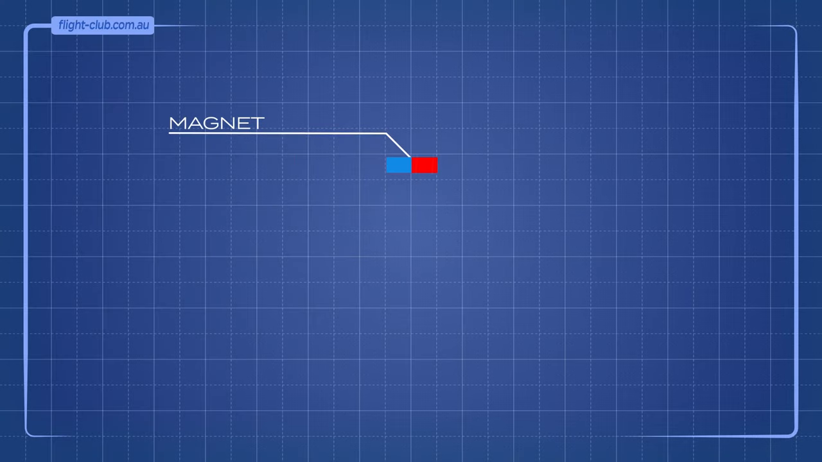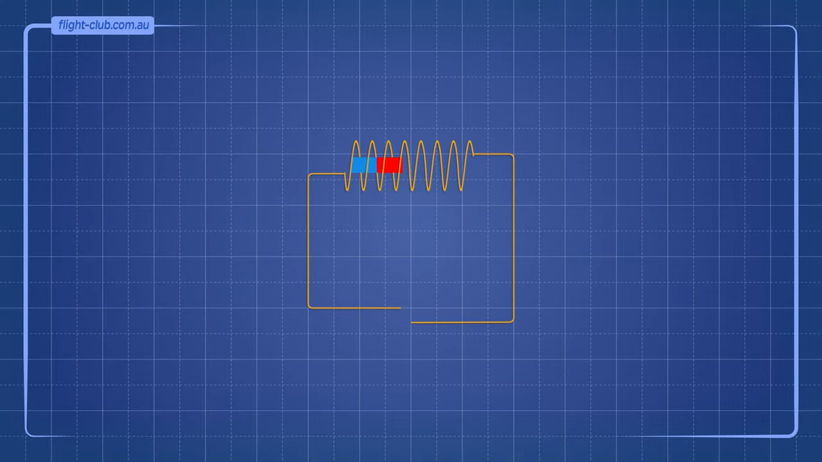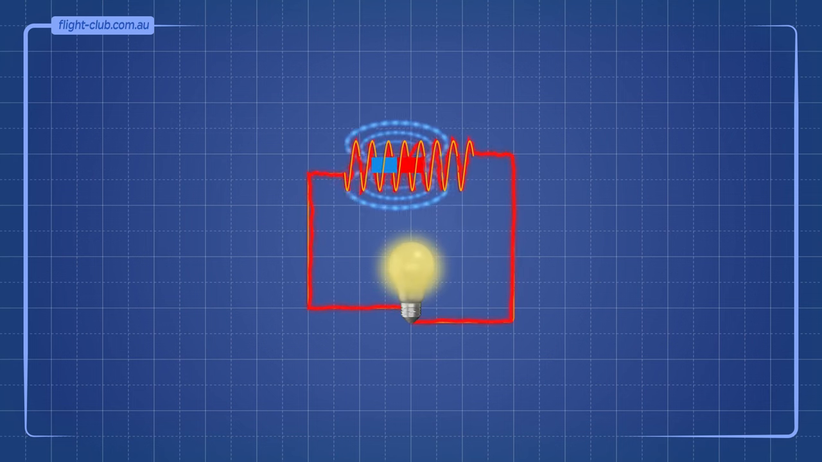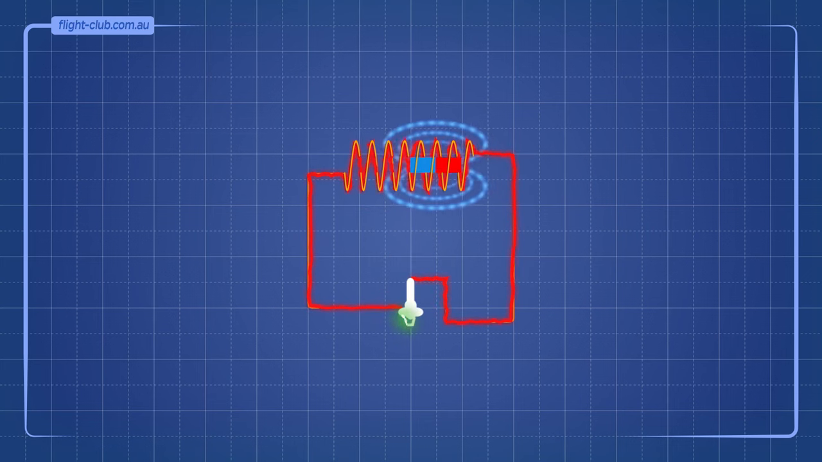Electrical current is generated when a magnet moves through a coil of copper wire. The magnetic field of the magnet generates an electrical current in the coil. This electrical current makes a light bulb light up. If there is enough current generated, it can even create a spark in the spark plug.